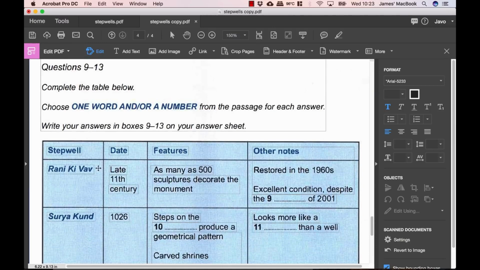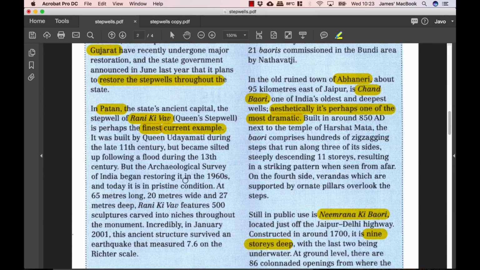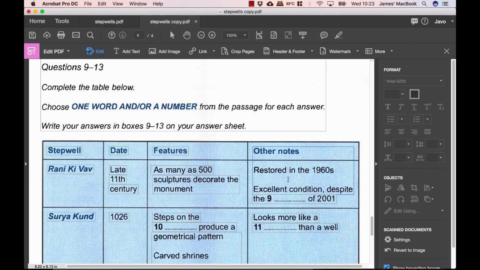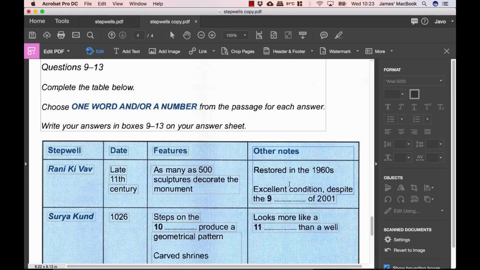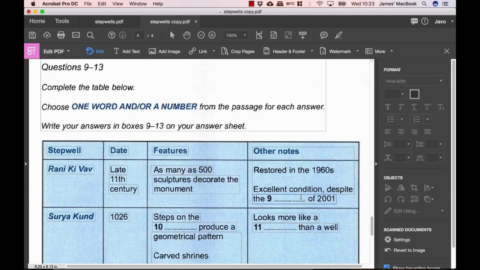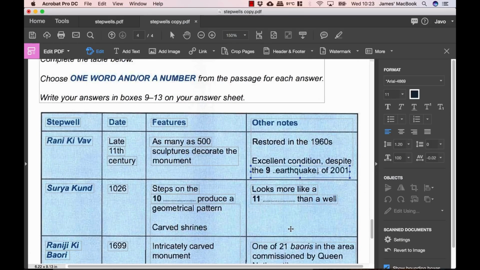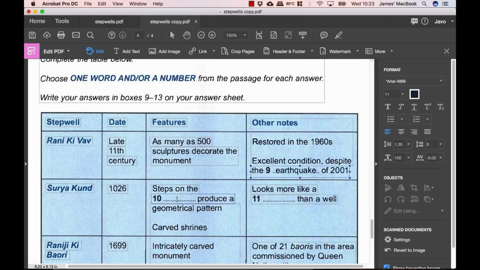Next, now we can go to Rani Ki Vav. So let's go. Here we go. All the answers are sitting in here, so we can do that quickly. It was restored in the 1960s, and it's in excellent condition despite the earthquake of 2001. Surya Kund. Easy. Next one.